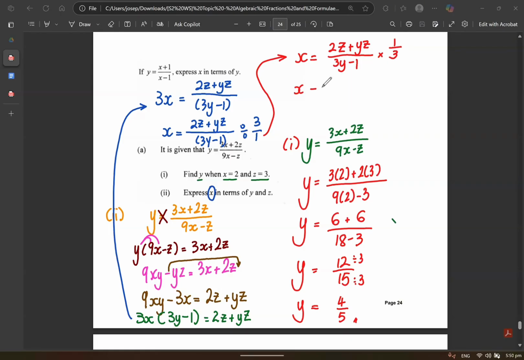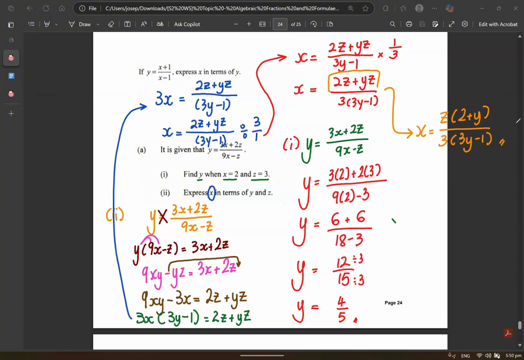So x equals, look at the numerator, 2z plus yz over 3 bracket 3y minus 1. Now, teacher Joseph, can I factorize this part so that it looks more simplified? Sure, you can. I'm just going to continue from here. x is equal to, you take out z bracket 2 plus y, over 3 bracket 3y minus 1, and therefore, to express x in terms of y and z looks like this.